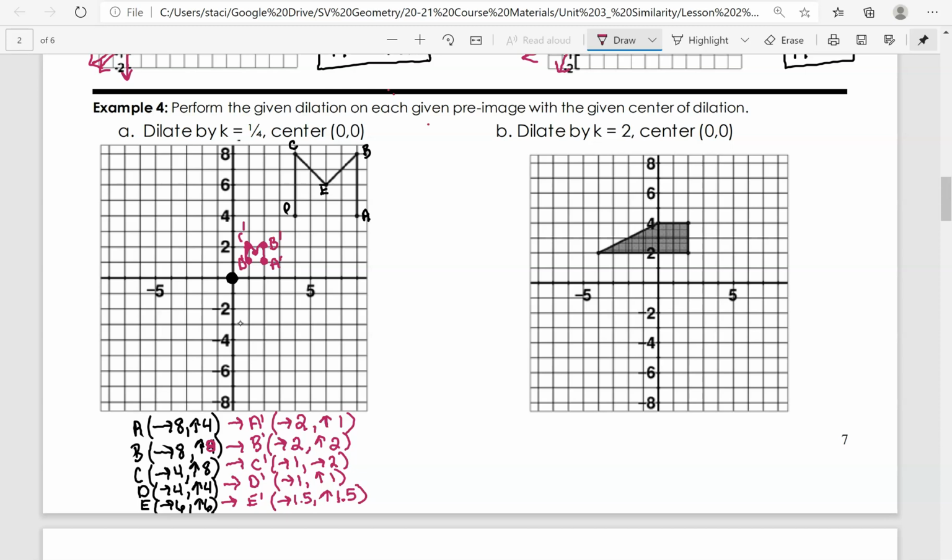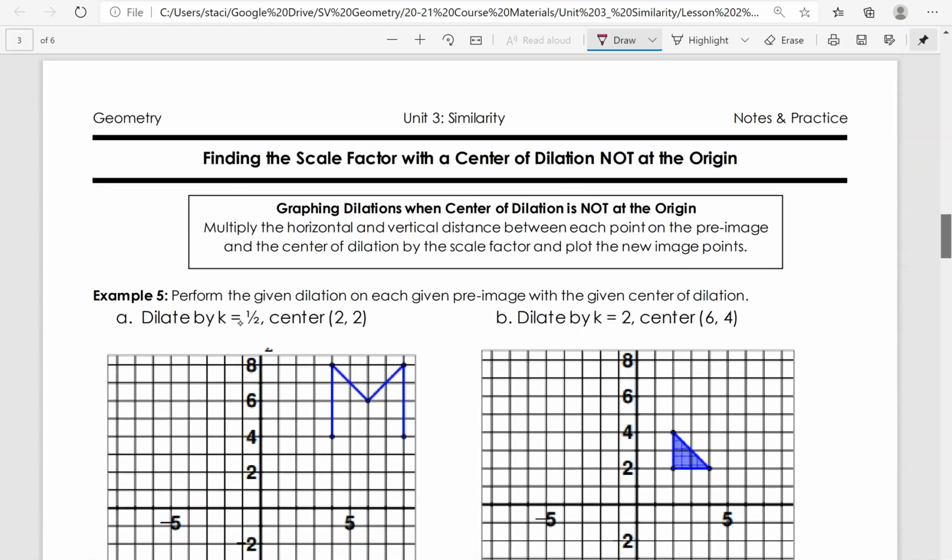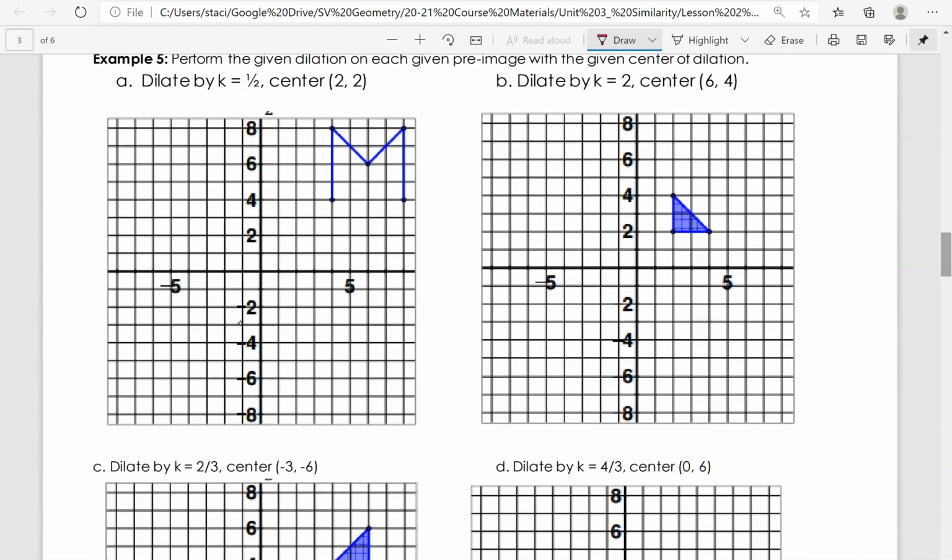Now, some of you may not need to write out all the work I showed right here like I did, but at least when you refer back to this, you'll understand where these new distances came from. So you're going to try part B on your own. If you want to, pause the video and try it, see how you do. You can check your answer on the answer key. But we're going to scroll down and do one that is not at the origin. It's going to work the exact same way.